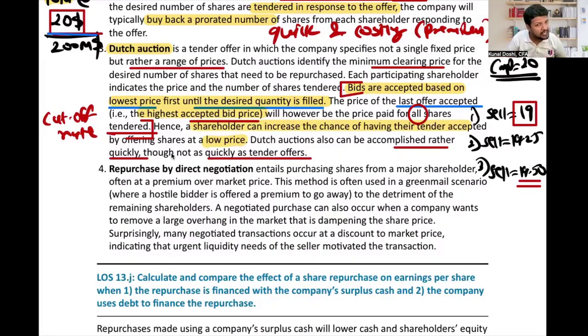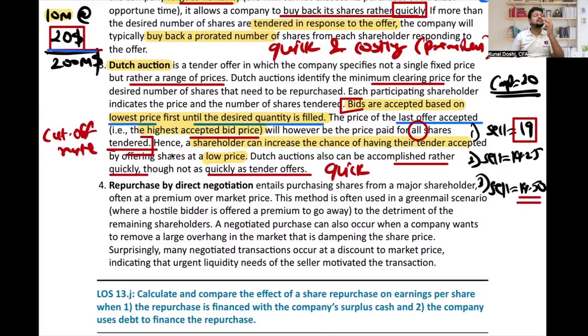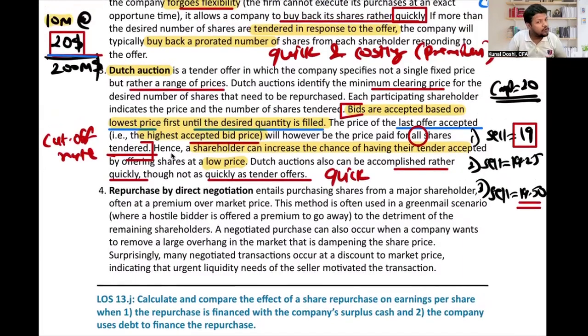So a tender offer is quick. This is relatively quick, but not as quick as the fixed price tender offer. So even when you want to go for quick buyback of the shares, you can go for a Dutch auction. A Dutch auction is a bit time consuming, honestly, compared to the fixed price tender offer. But then there is a possibility that you might get a good value.